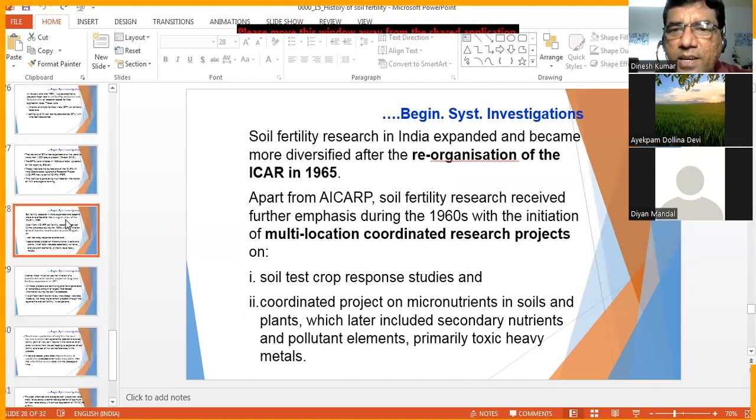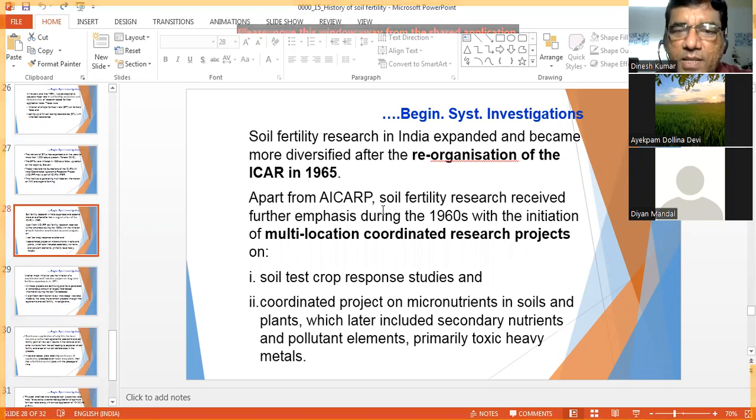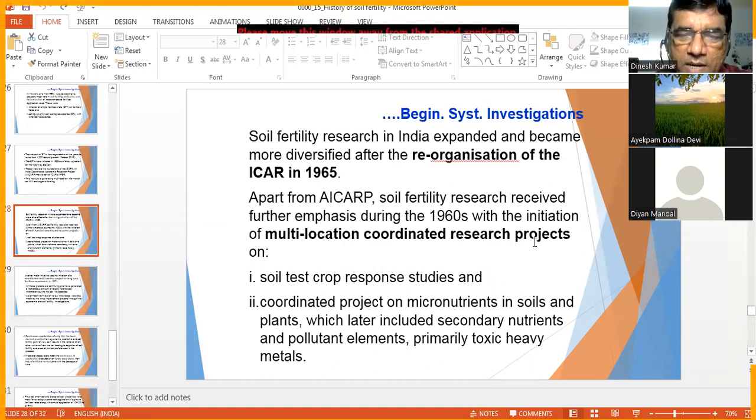Soil fertility research in India expanded and became more diversified after the reorganization of ICAR in 1965. Apart from ICAR, soil fertility research received further emphasis during the 1960s with the initiation of multi-location coordinated research projects: soil test crop response studies, and a coordinated project on micronutrients in soils and plants, which later included secondary nutrients, pollutant elements.